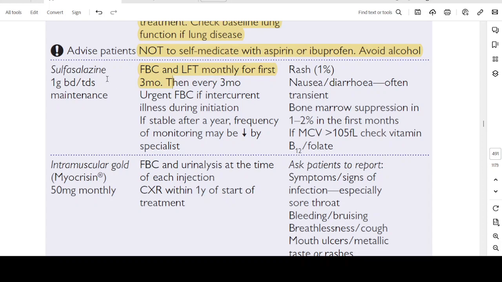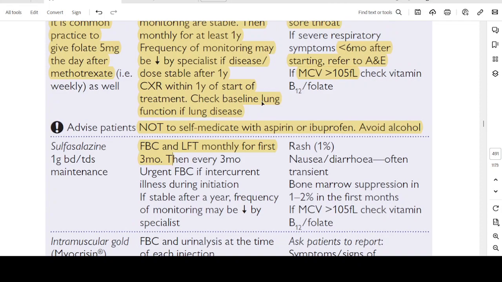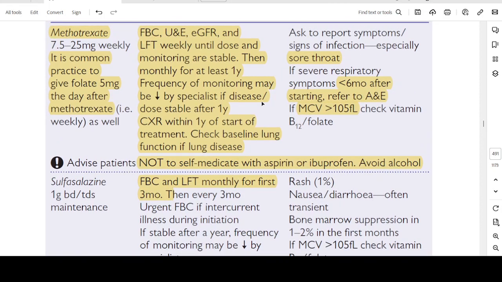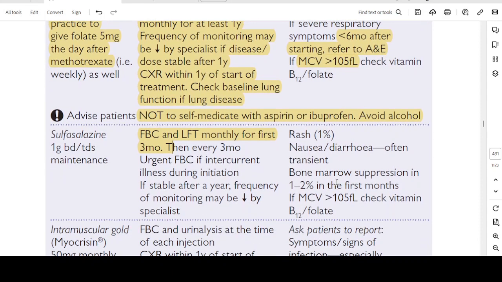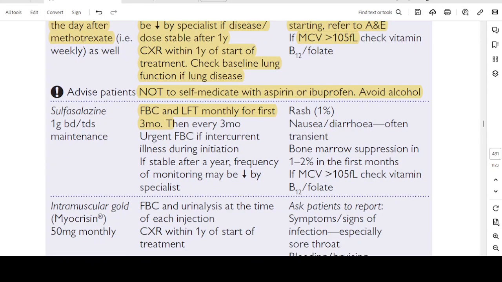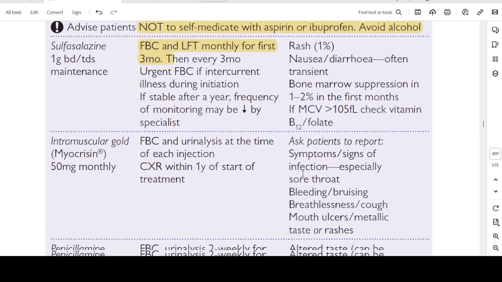So with sulfasalazine there is less frequent monitoring of FBC and LFT, that is monthly only. Before, for methotrexate, it is weekly for the first few weeks until the dose is stable, and then monthly. Sulfasalazine side effects are rash in 1% of cases, nausea and diarrhea, often transient, and bone marrow suppression in 1 to 2% in the first months. If the MCV is more than 105, check vitamin B12 and folate levels.